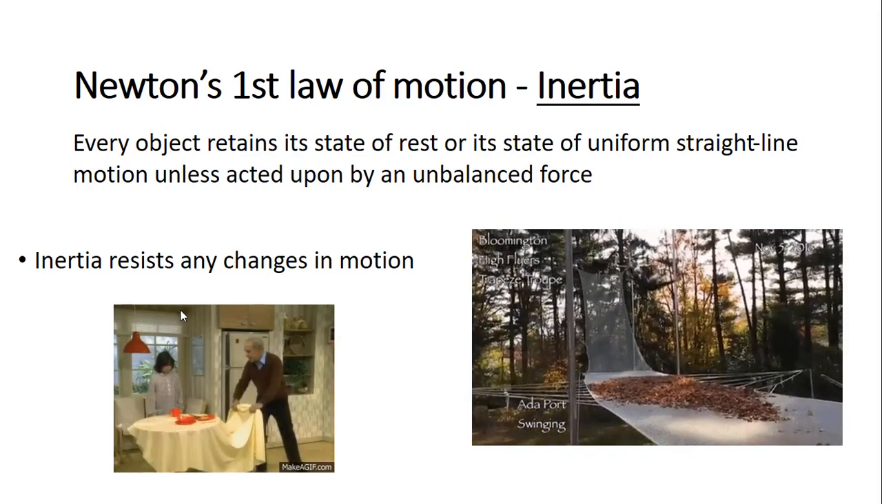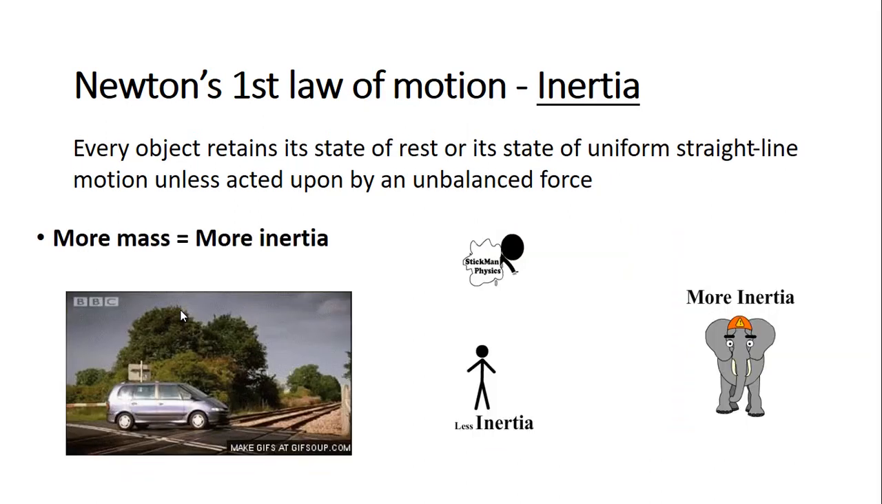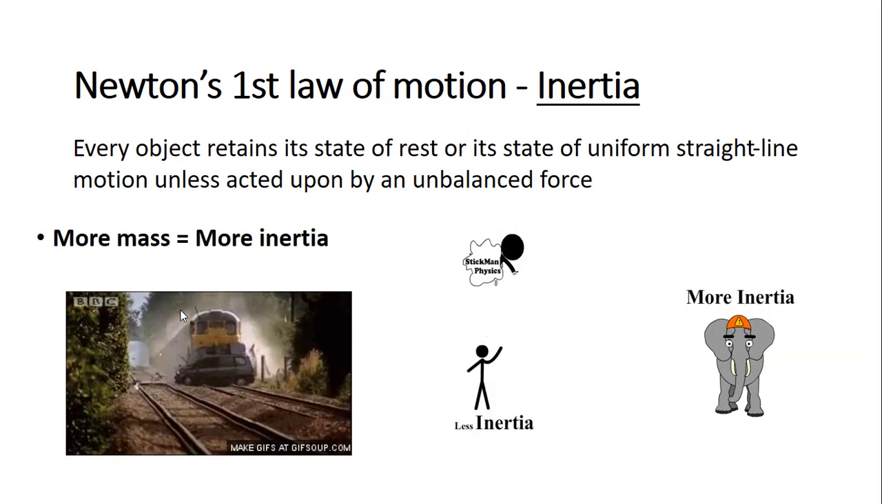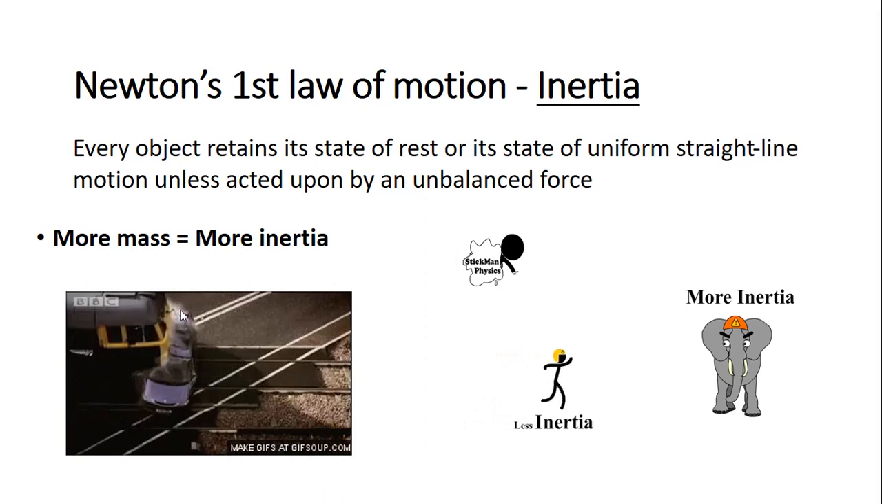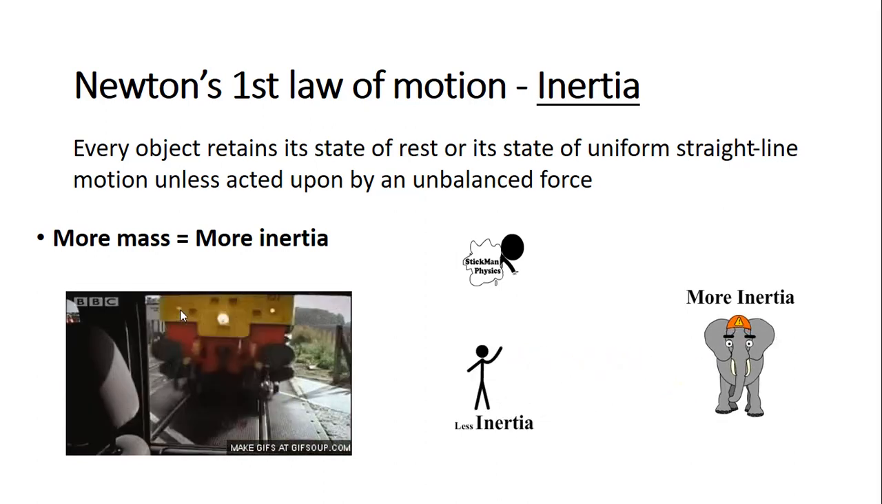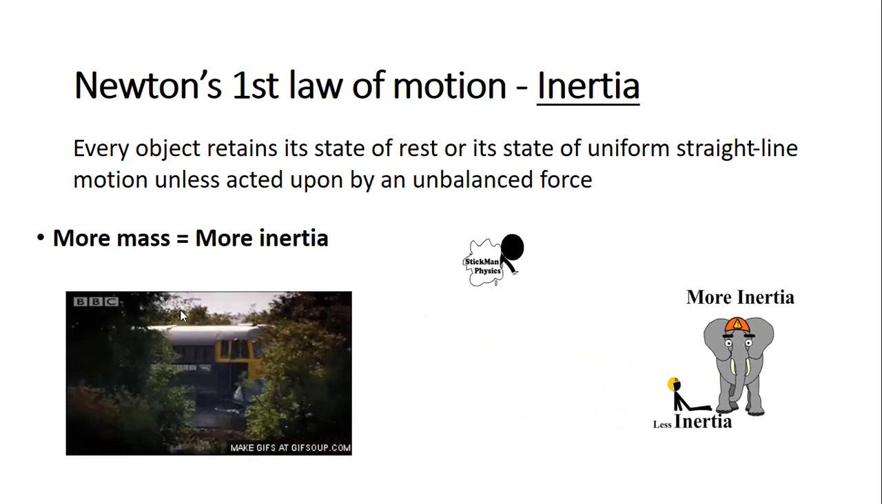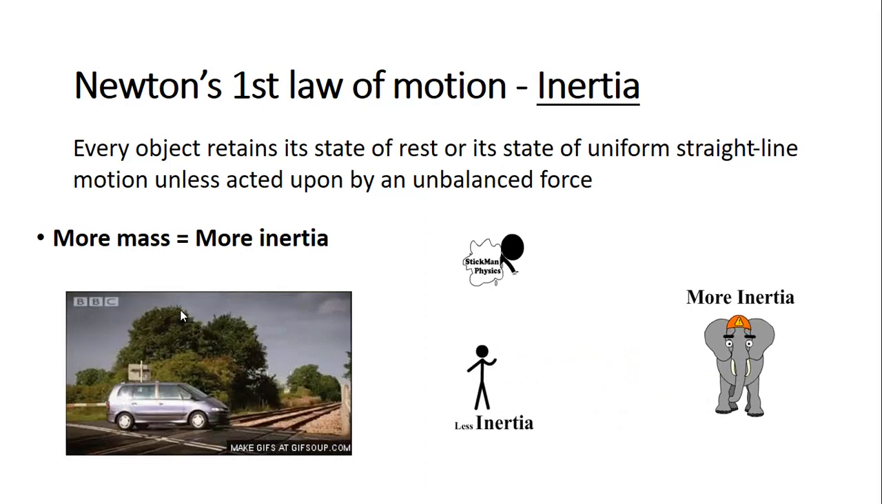Inertia is a resistance to change in motion. The more mass you have, the more inertia you have. So the stick man down here has much less inertia than the elephant. So as he runs towards the elephant, the elephant is going to keep its state of motion because it has more inertia than the stick man does.